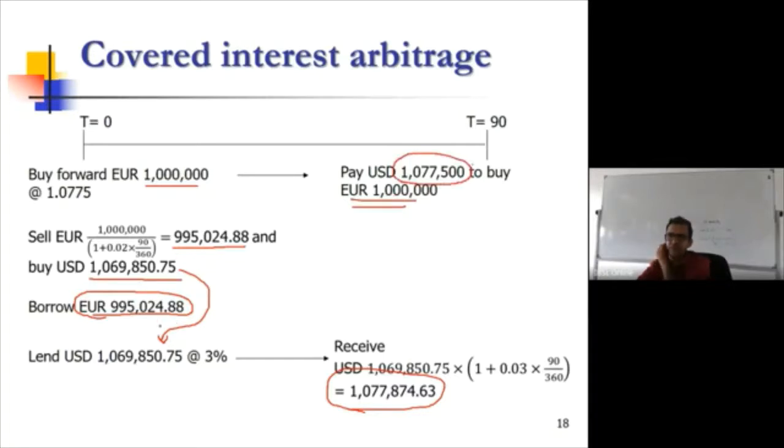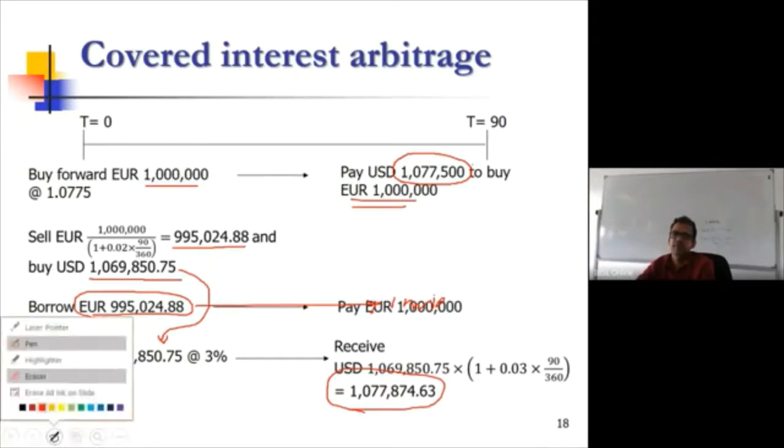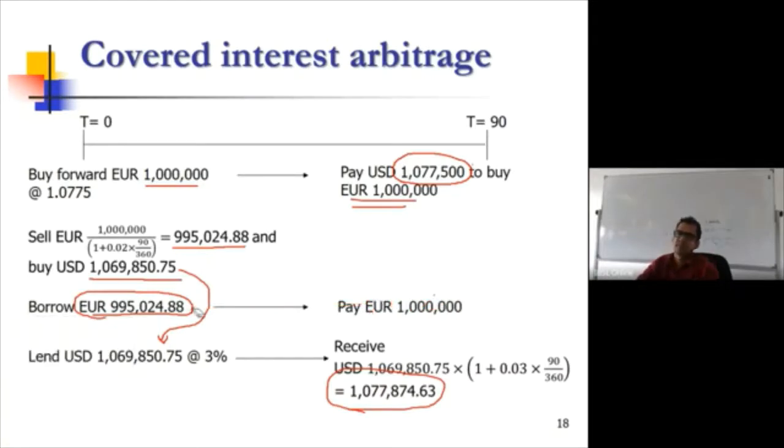Then there's a borrowing of euro. You borrowed this at 2%, so the borrowed amount would grow into 1 million. You can use that 1 million to pay your euro liability. Nothing is left there. Then the difference in dollar amounts is the profit.